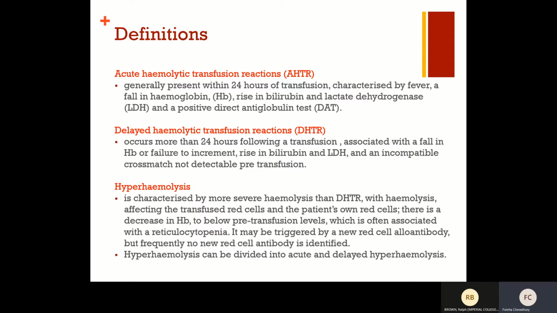There is a condition called hyperhemolysis, which is characterized by more severe hemolysis than delayed hemolytic transfusion reaction. And the hemolysis actually affects the transfused red cells and the patient's own red cells, so that there is a drop in hemoglobin below the pre-transfusion levels, which is often associated with a drop in the reticulocyte count. So they have a reticulocytopenia. And it may be triggered by new red cell alloantibodies, but frequently we do not find new red cell antibodies. And hyperhemolysis can be divided into acute or delayed.